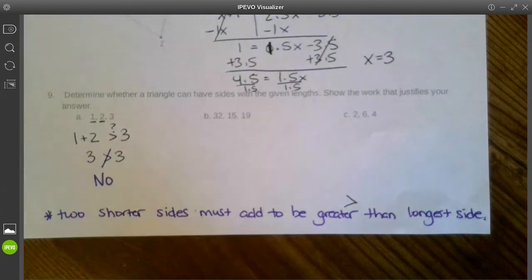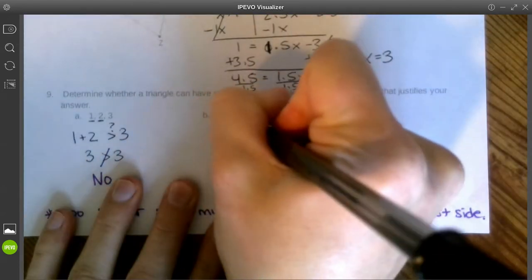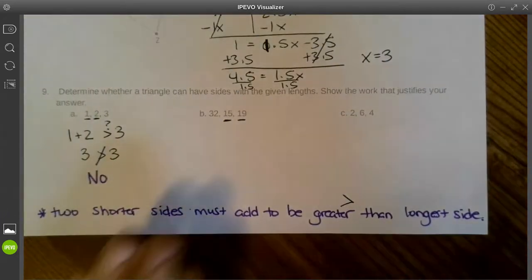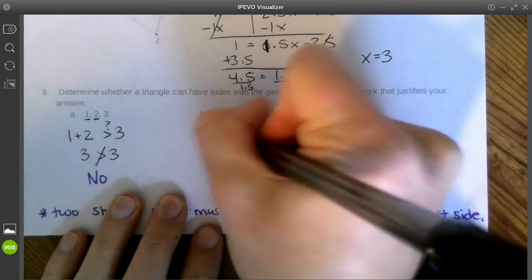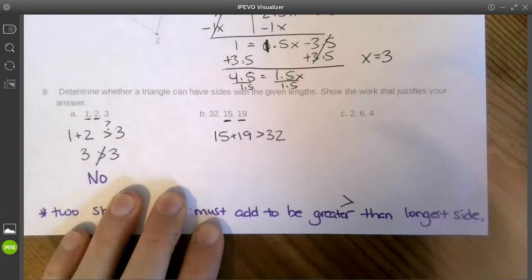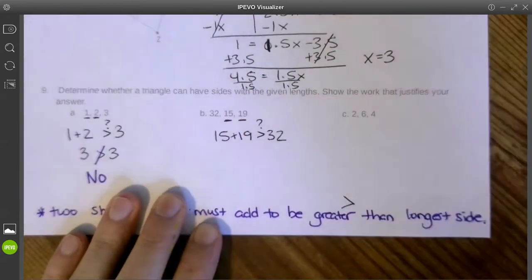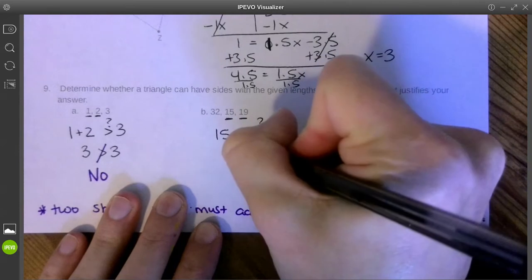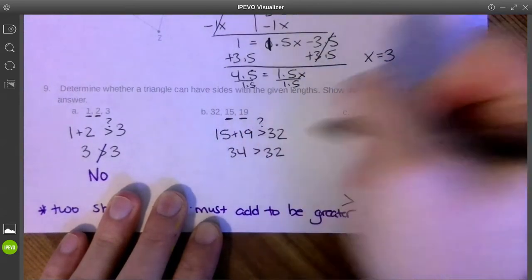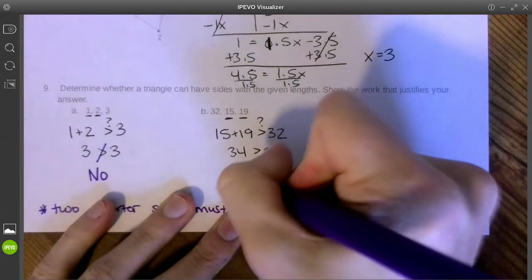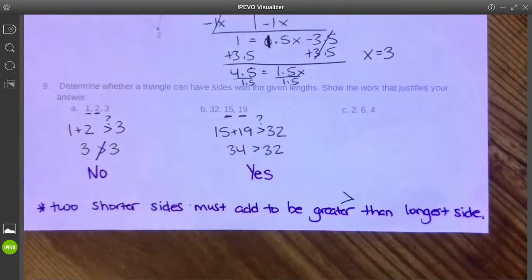In part B, my 2 shorter sides are 15 and 19. So I want to ask myself, is 15 plus 19 greater than my longest side, which is 32? 15 plus 19 is 34. And is 34 greater than 32? Yes. So these 3 lengths could form a triangle.